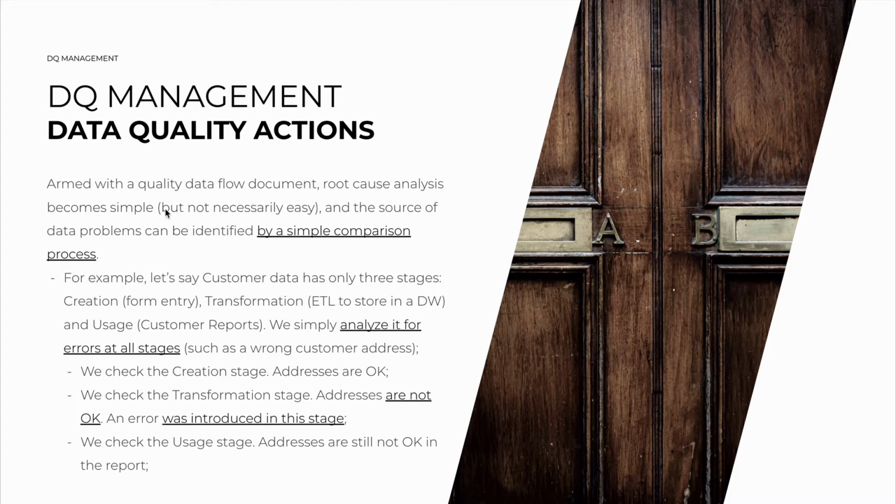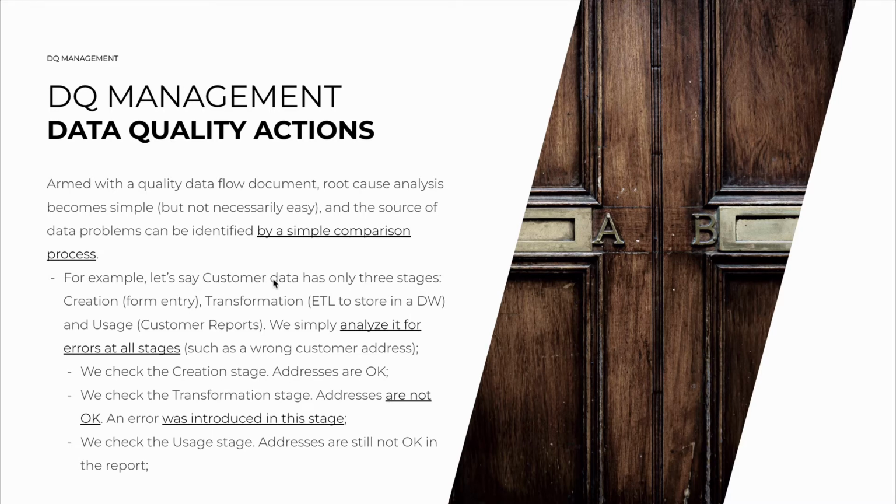And the source of the data problems can be identified by a simple comparison process. For example, if you have 10 stages in your information flow, just profile the data at each stage, one by one. Identify where the data are good and where the data are bad. And when you find the first stage with an error, that's the source of the error. Done.